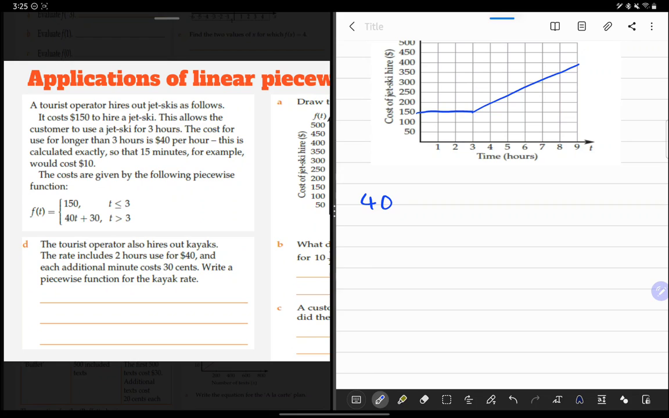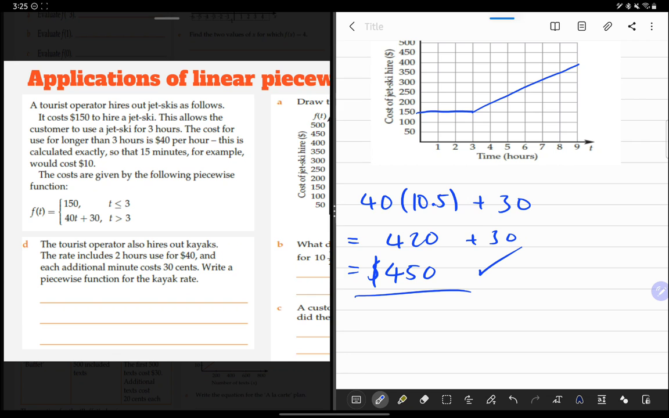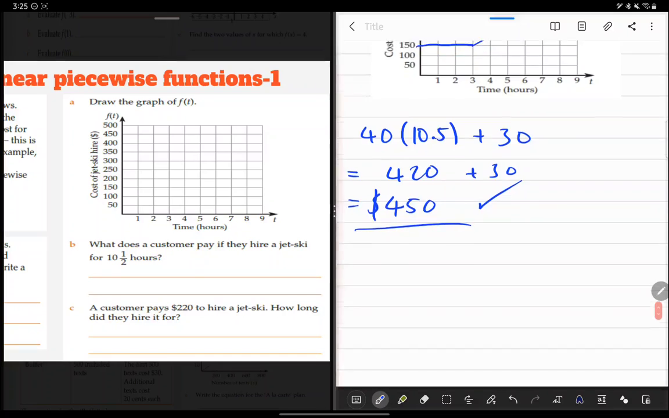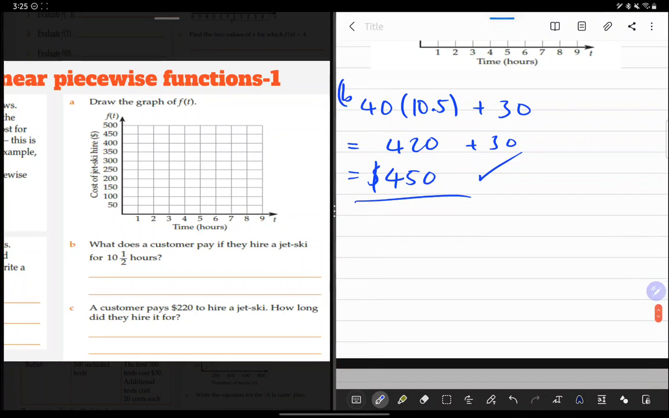So at 10.5, it is 40 times 10.5, just to avoid fractions at the moment, plus 30. Here we go, we put that in. That becomes 420 plus 30. That's $450. Cool. It costs $450 to hire a jet ski here for 10.5 hours. Next one. That's B, by the way.